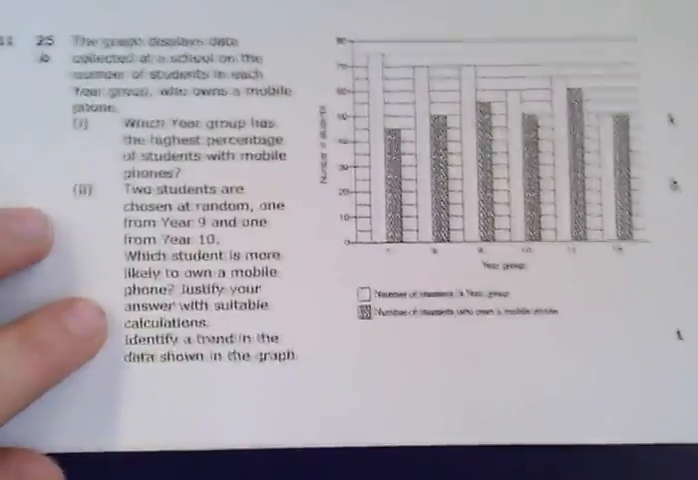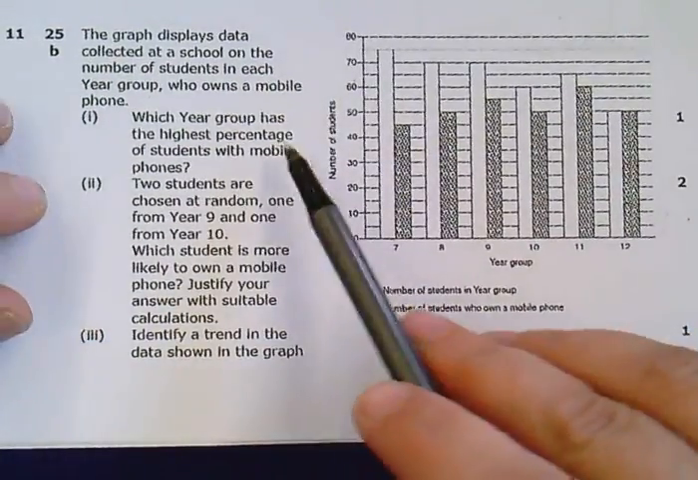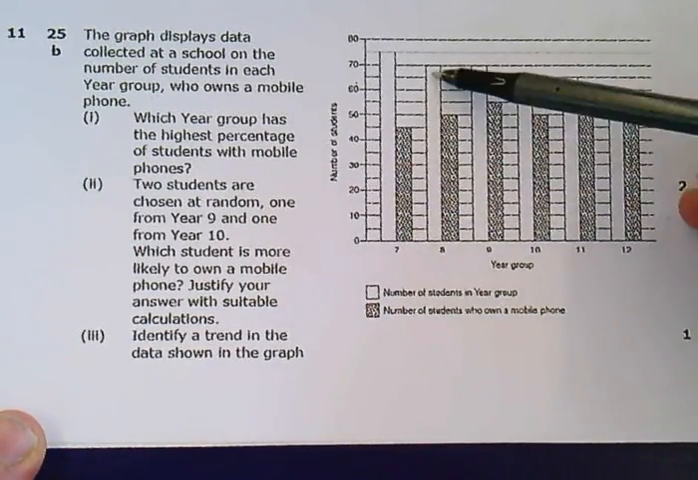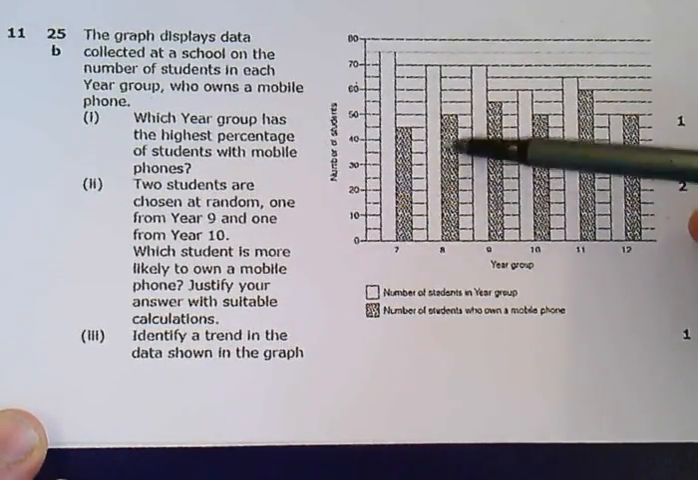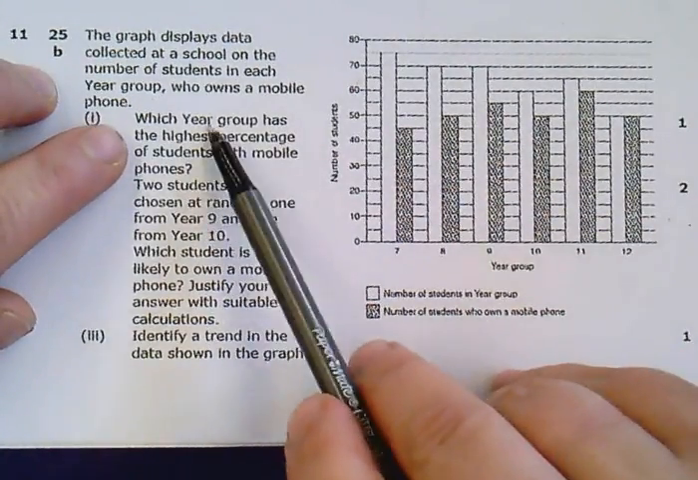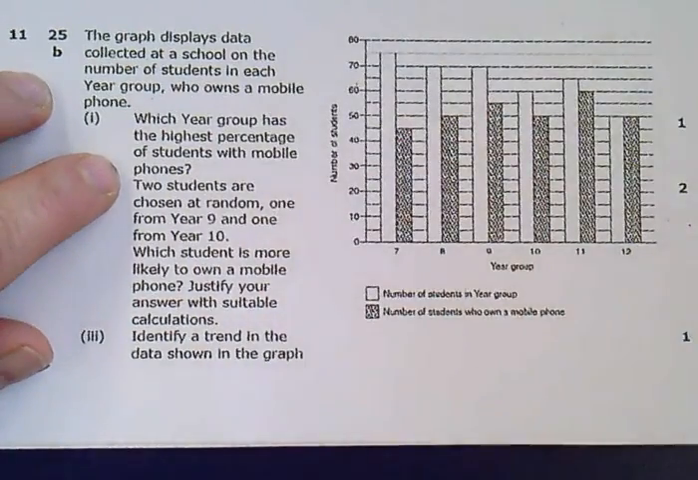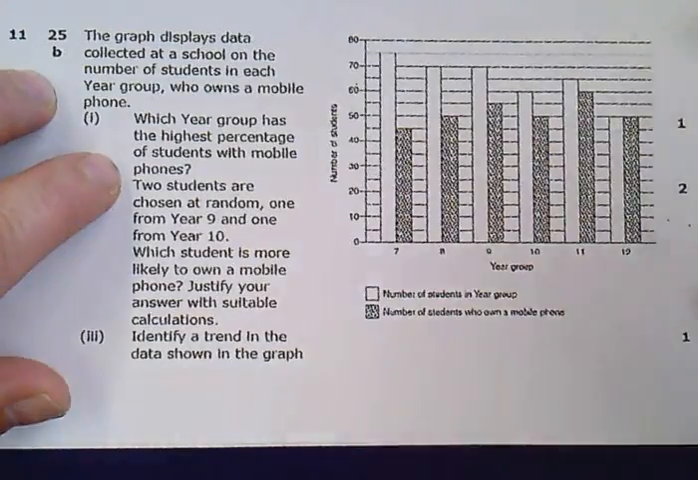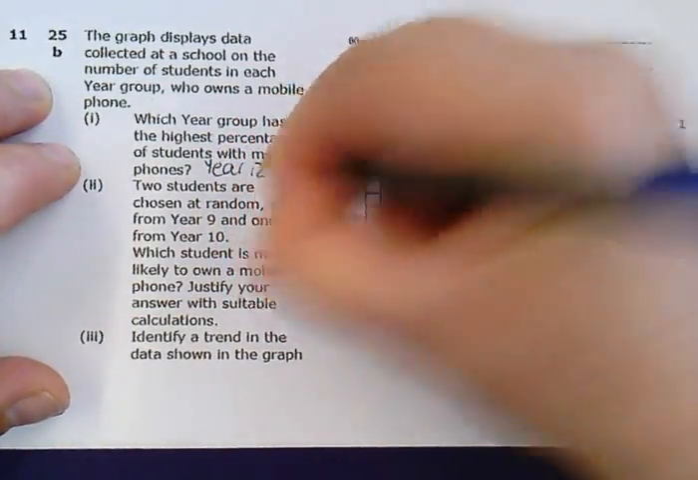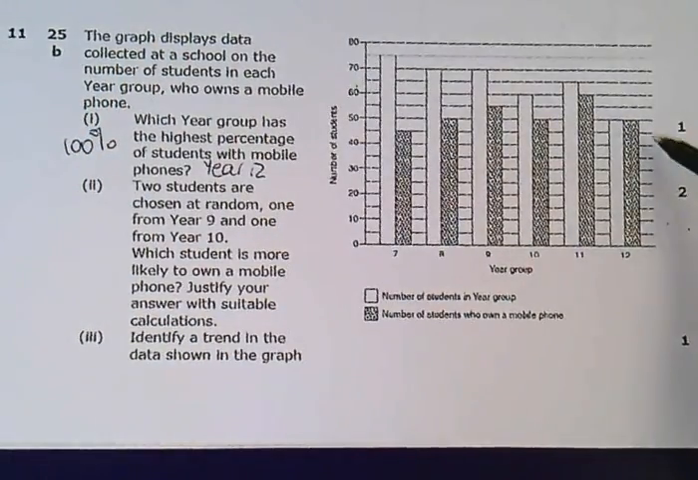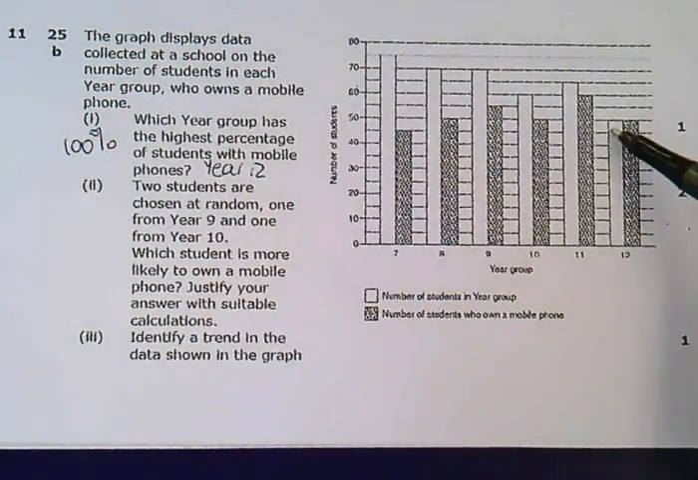Now, going back, just this one here, the HSC question, 2011 question 25B, just reading the columns correctly, the white column is the number of students in the year group, and the coloured column is the number of students who own a mobile phone. And it says which year group has the highest percentage of students with a mobile phone. It would be where the two columns are closest. Well, it's last one, it's year 12. What percentage? 100%. 100% of the kids have a mobile phone, because there are 50 kids and 50 have a mobile phone.